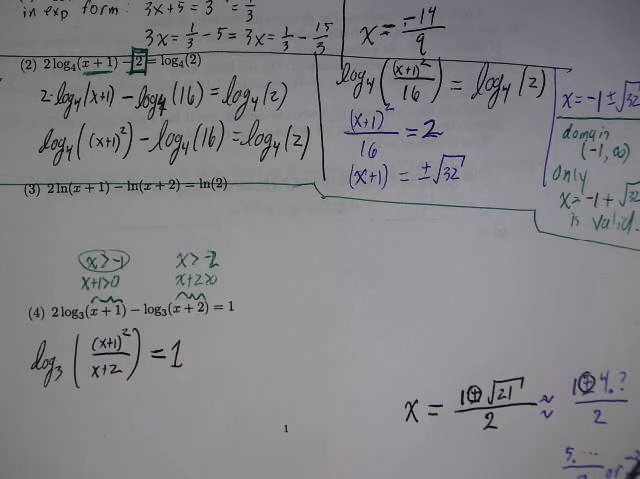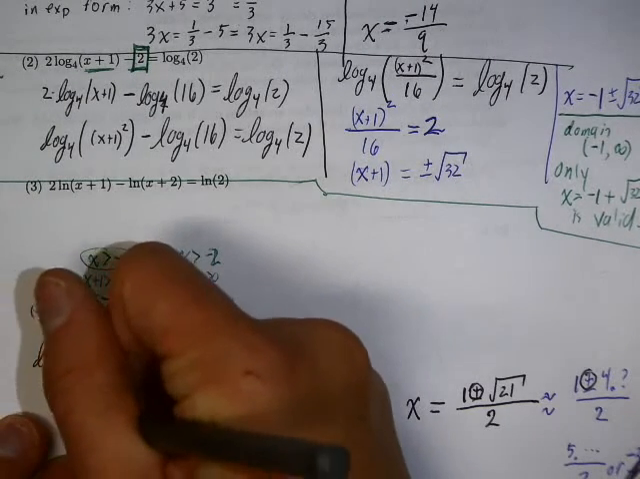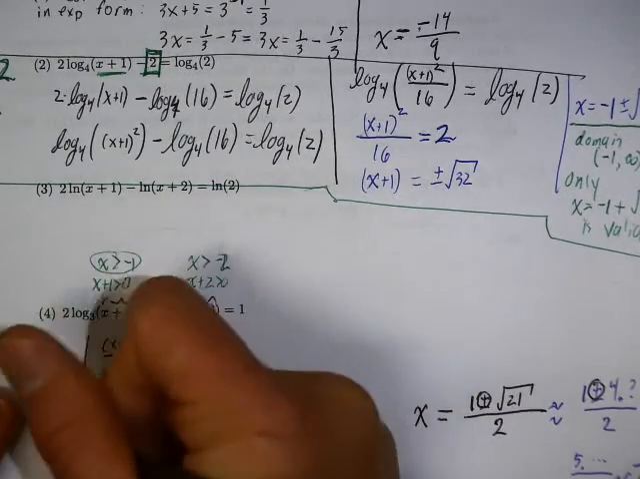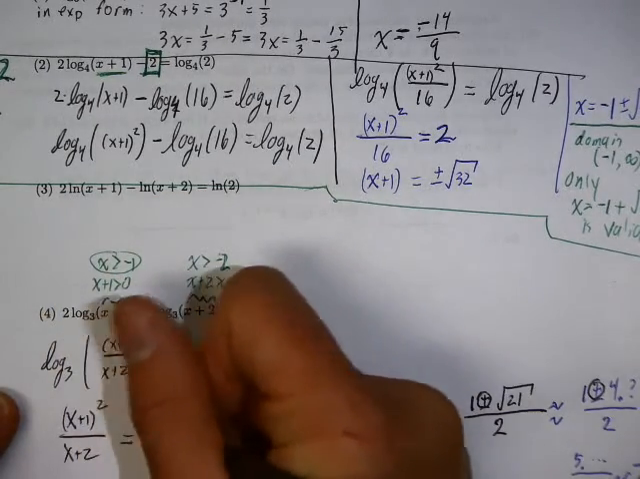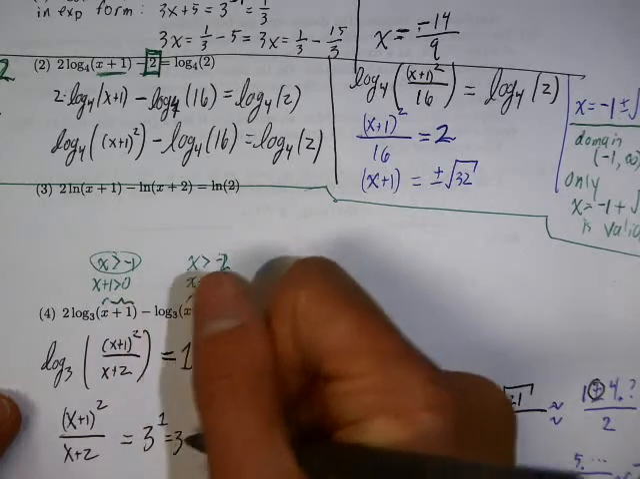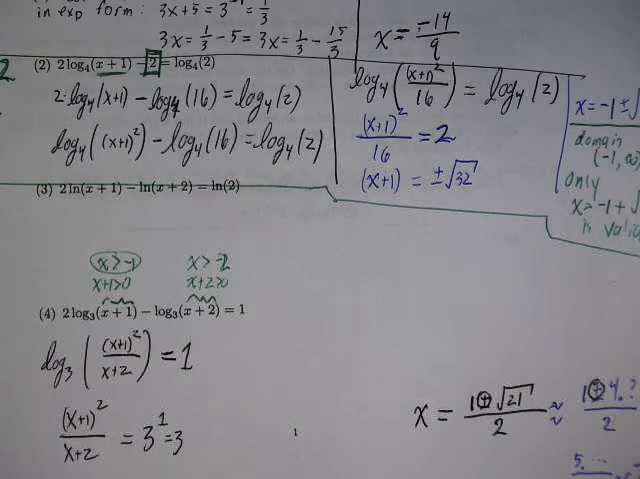So those of you who wanted to see things walked out, was that too fast or was that okay? Okay, now we have an equation that's in log form. It's literally log base 3 of thing is equal to 1. So I can rewrite it in exponential form as (x plus 1) squared over (x plus 2) is equal to 3 to the power 1, which is 3. That's a rational equation.